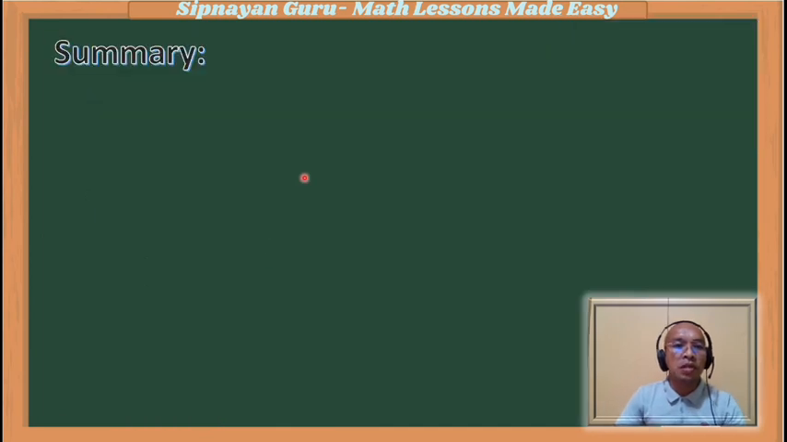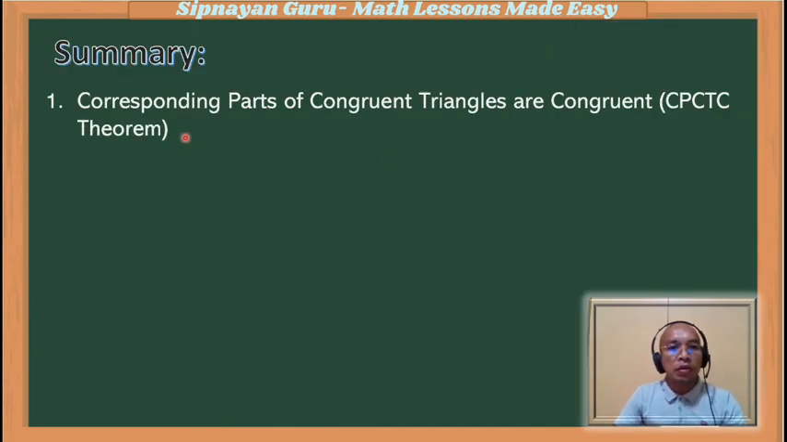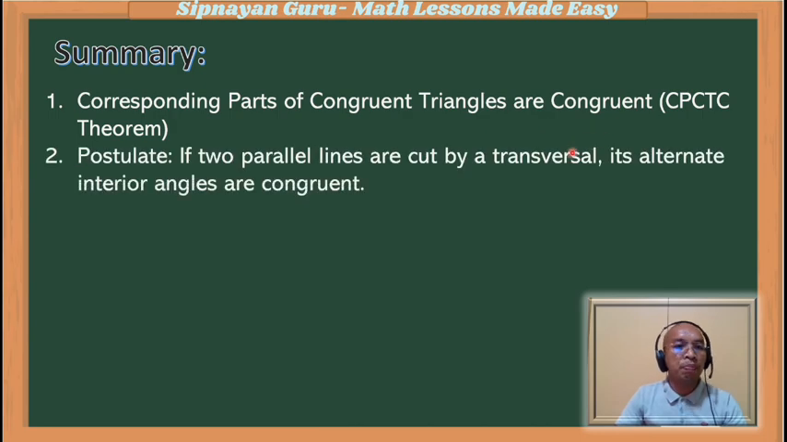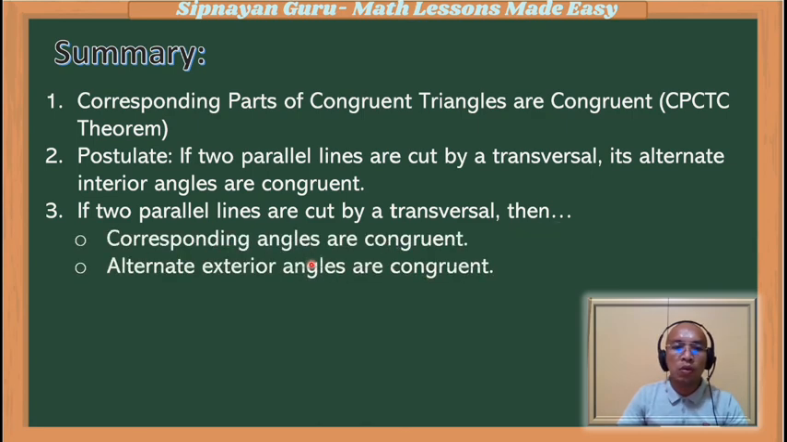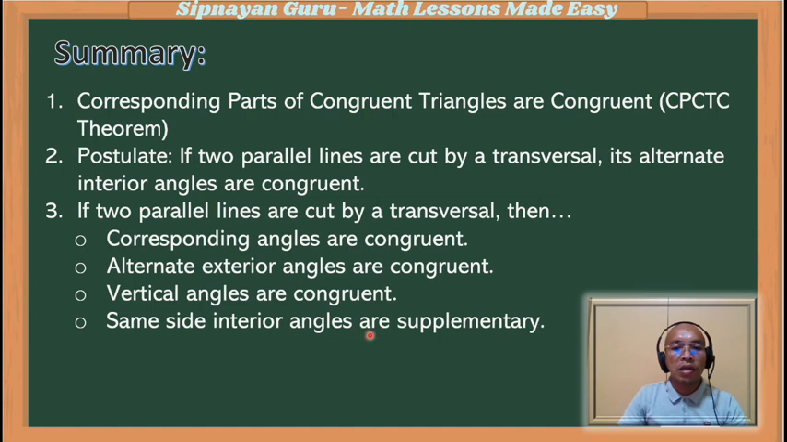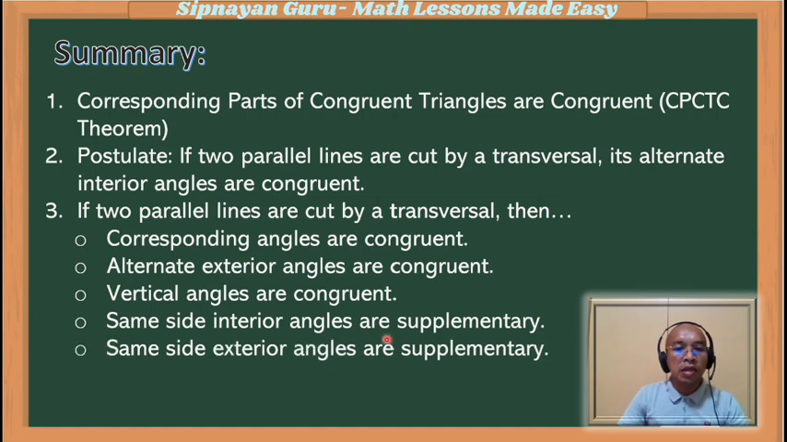Now, let's summarize the concepts that we learned in this video. First, the CPCTC theorem. Second, if two parallel lines are cut by a transversal, the alternate interior angles are congruent. From this postulate, we have several theorems: if two parallel lines are cut by a transversal, then the corresponding angles are congruent, the alternate interior angles are congruent, the vertical angles are congruent, the same side interior angles are supplementary, and the same side exterior angles are also supplementary.